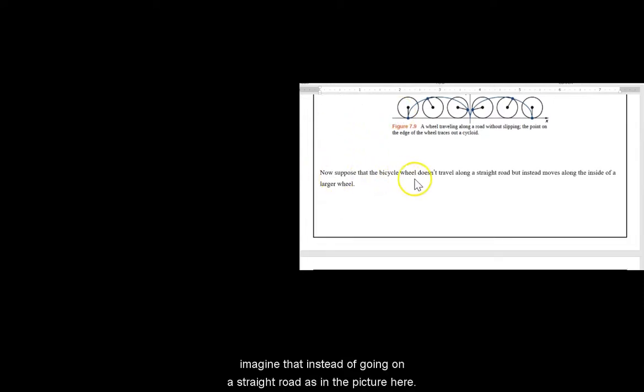Now, we can take that same equation and we can now imagine that instead of going on a straight road, as in the picture here, that the wheel instead moves along the inside of a larger wheel, like a cog inside of a gear.